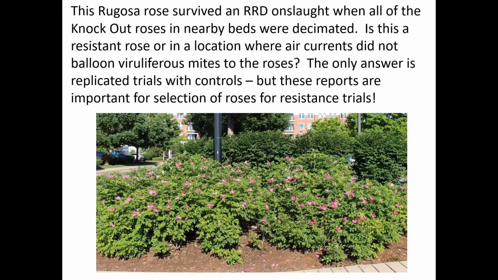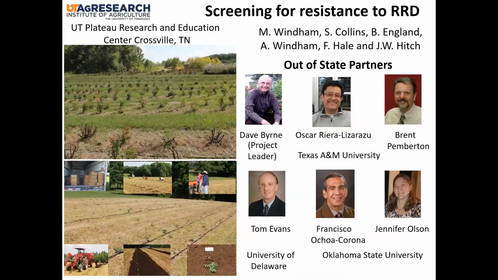And so what we have to do is take roses like that and test them in replicated trials where we have other roses that we know are susceptible. And if they get the disease and none of our replicates of the test rose get the disease, well, then we can start to say that, yes, it appears to be resistant. And to do that, we've had a screening program going on since 2015. And it was done at Delaware, Oklahoma, Tennessee, and Texas.